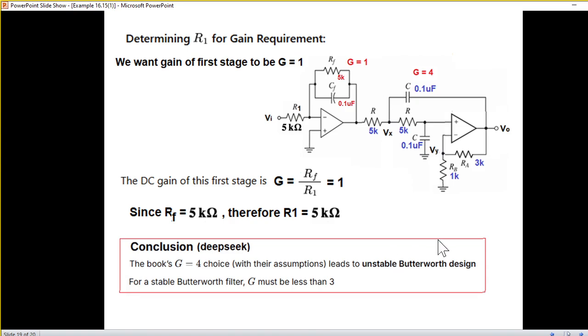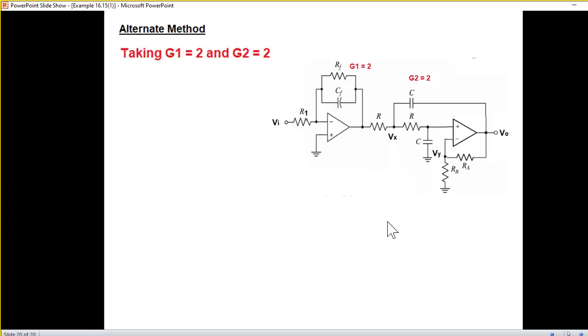But as we had some reservation, I took help of DeepSeek also, and the recommendation is that the book's G equal to 4 choice with their assumptions leads to unstable Butterworth design. For a stable Butterworth filter, G must be less than 3. So G has to be less than 3, not 4. That is what DeepSeek is recommending. So let's go for the second option then.